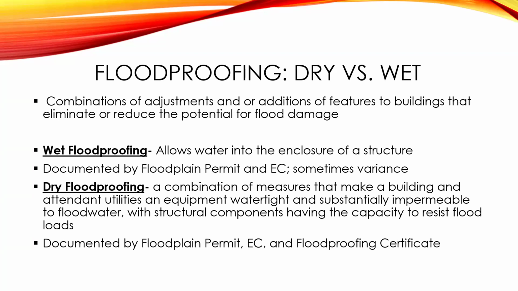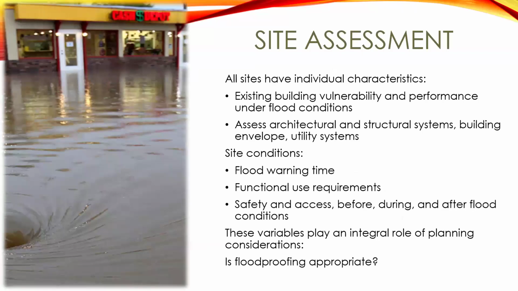For that, you need the floodplain development permit from the community, an elevation certificate, and a floodproofing certificate. Although the floodproofing certificate does have an elevation section in it, so we will look at that. But to determine if you can even do this to an existing building, you would have to really look at all of the different existing characteristics. So assess the architectural and structural systems, the building envelope, what the utility systems are like, and assess what the vulnerability points are and how it will perform under flood conditions. So you have to have all of those calculations.